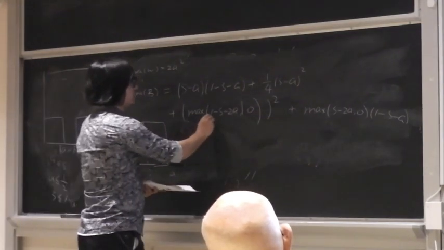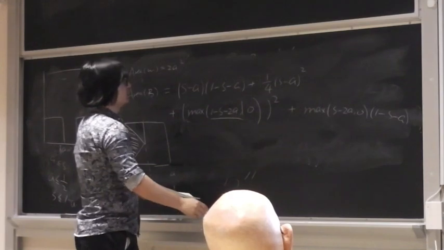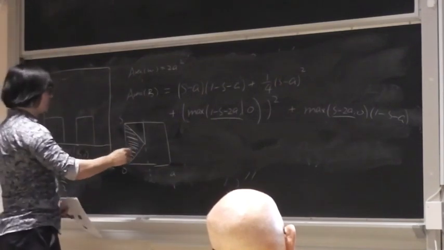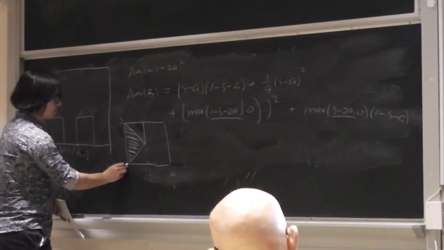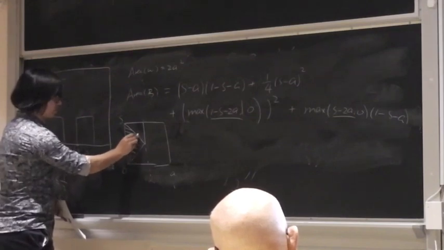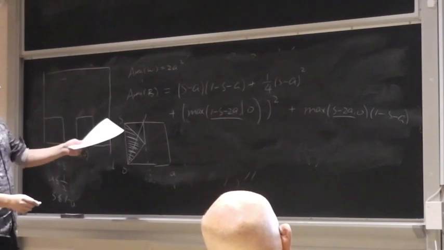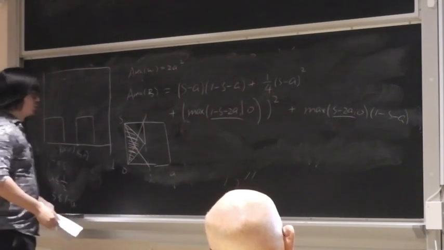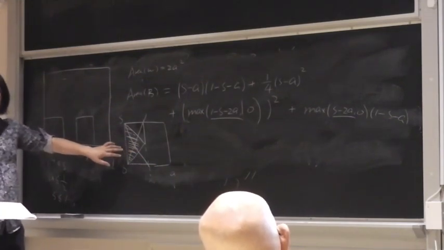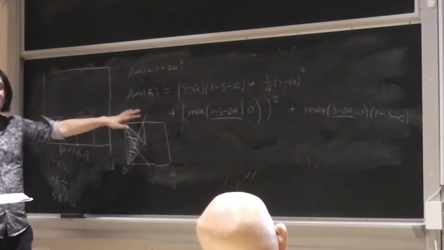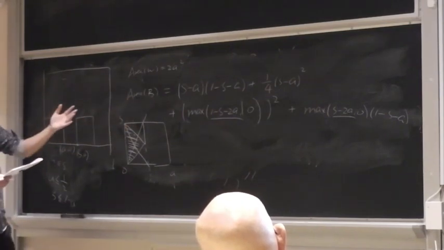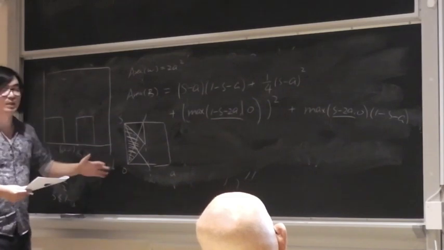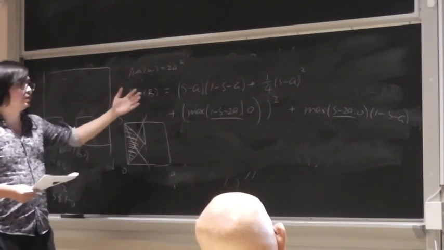And we need to look at 1 minus s minus 2A and s minus 2A. So s minus 2A is just this line. And 1 minus s minus 2A is this line. So now we can see that there are 4 regions. In each region we have a formula for the area of B. And our goal is to make these 2 areas the same. But since in different regions we have different formulas for B, we need to do this for each region.